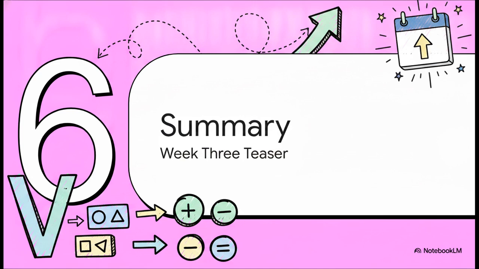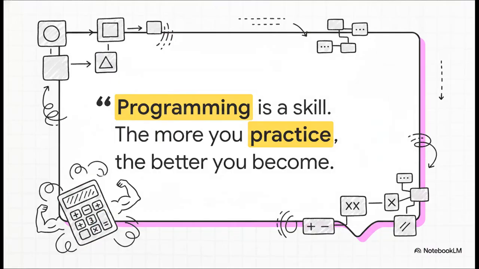Which brings us to Section 6, Summary, and our Week 3 teaser. There's a quote in your materials this week that says, "Programming is a skill. The more you practice, the better you become." And you know what? It is so incredibly true. Variables, integers, concatenation, I know it sounds like a lot, but none of this is magic. It's just vocabulary. And like learning any new language, it feels a little clunky at first, but with practice, it becomes complete second nature. Your assignments this week, like building an age calculator, are exactly how you're going to build that muscle memory.